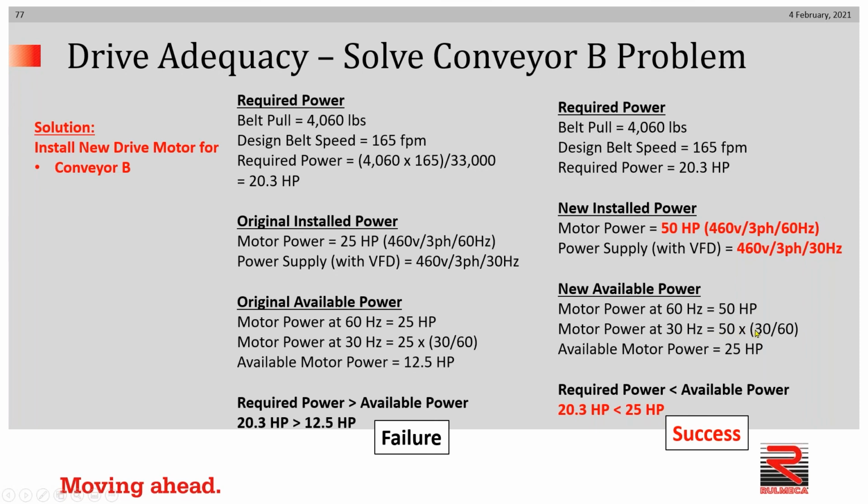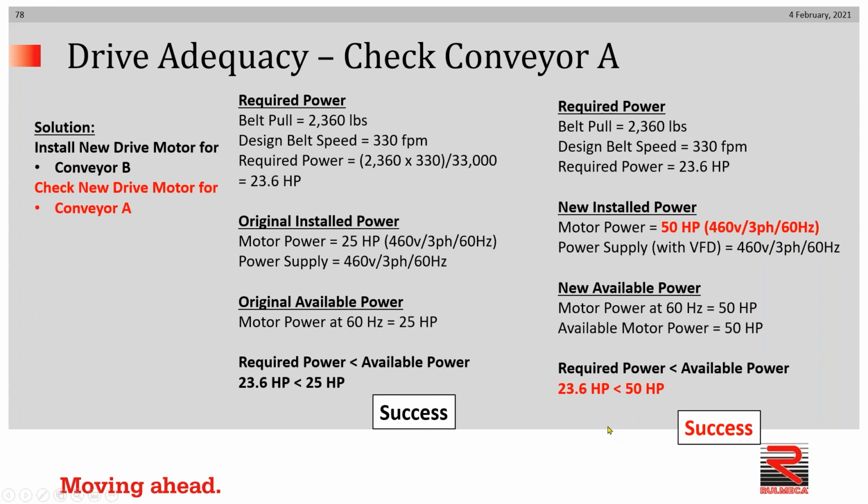50 times 30 divided by 60 yields an available motor power of 25 horsepower. Since 25 horsepower is higher than 20.3 horsepower, this is a successful application. Now let's go back and check the A conveyor parameters.